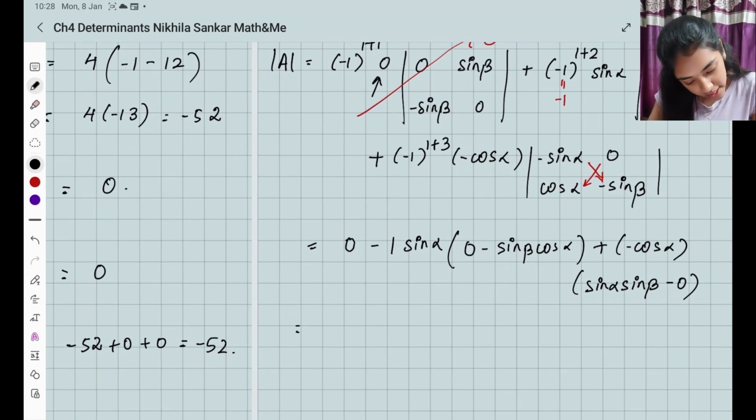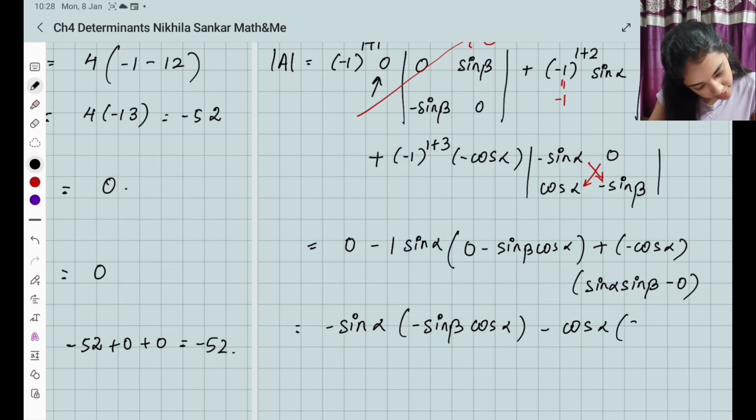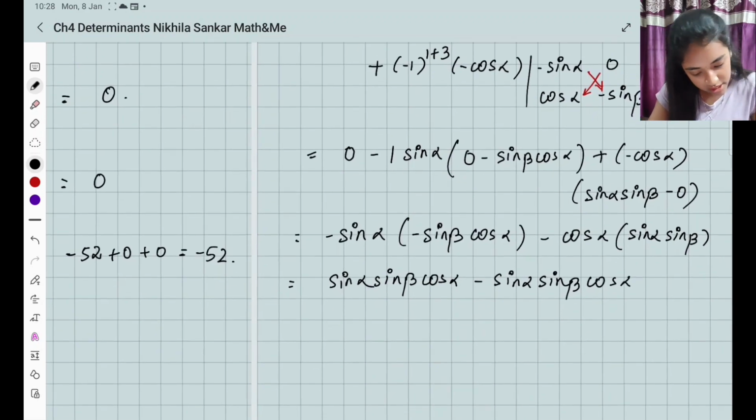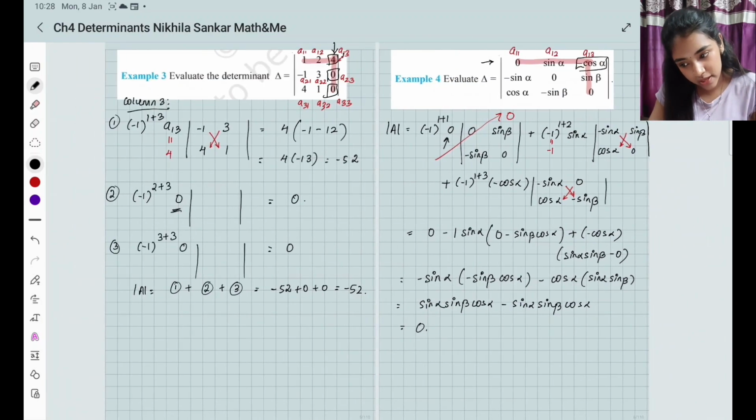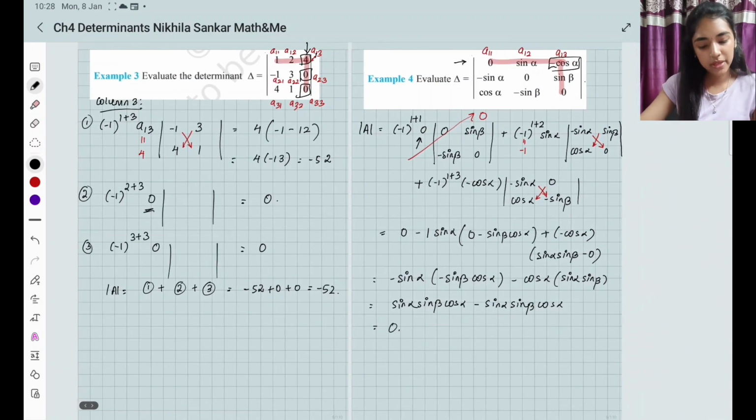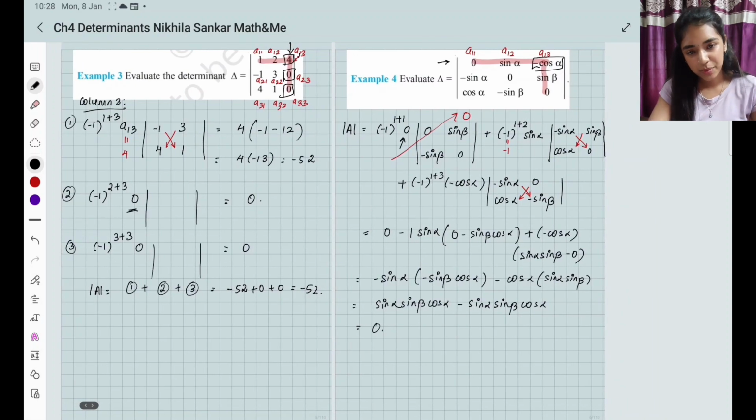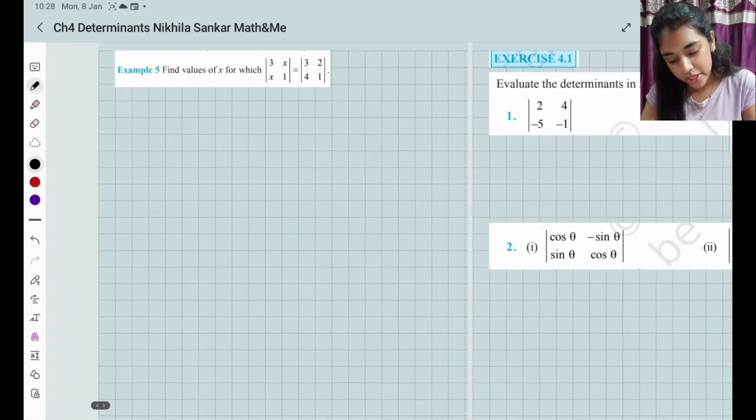Now if I open this bracket, I'll have this. When I open, let me write it, sin alpha times minus sin beta cos alpha minus cos alpha times sin alpha sin beta. Now when I open the bracket I'll have sin alpha sin beta cos alpha minus sin alpha sin beta cos alpha. So this is going to be 0. So the value of the determinant is going to be 0. Please copy. If you know how to take the determinant, it is going to be very very easy. Now let's see another example using this.